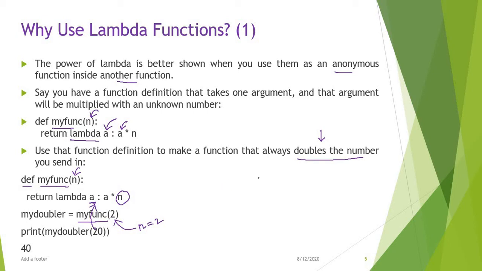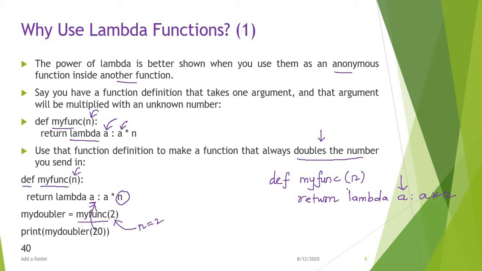Let me explain this particular function one more time. I'm defining a user defined function that takes n as the input argument. This function returns a lambda function. The lambda function takes a as the input, and the corresponding expression is a star n. So remember we need to give two inputs: one input is a for the lambda function, another input is for my function.